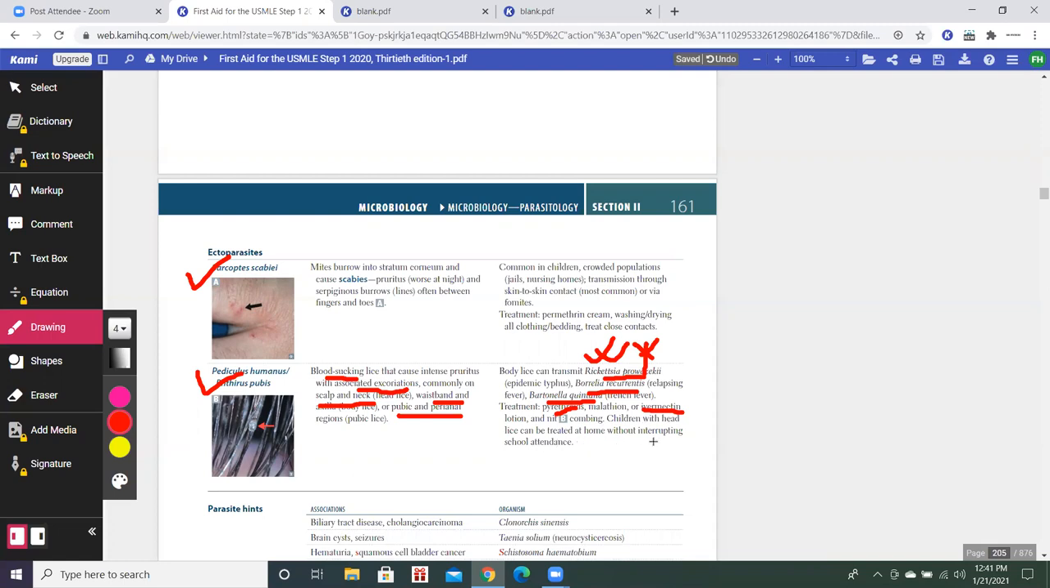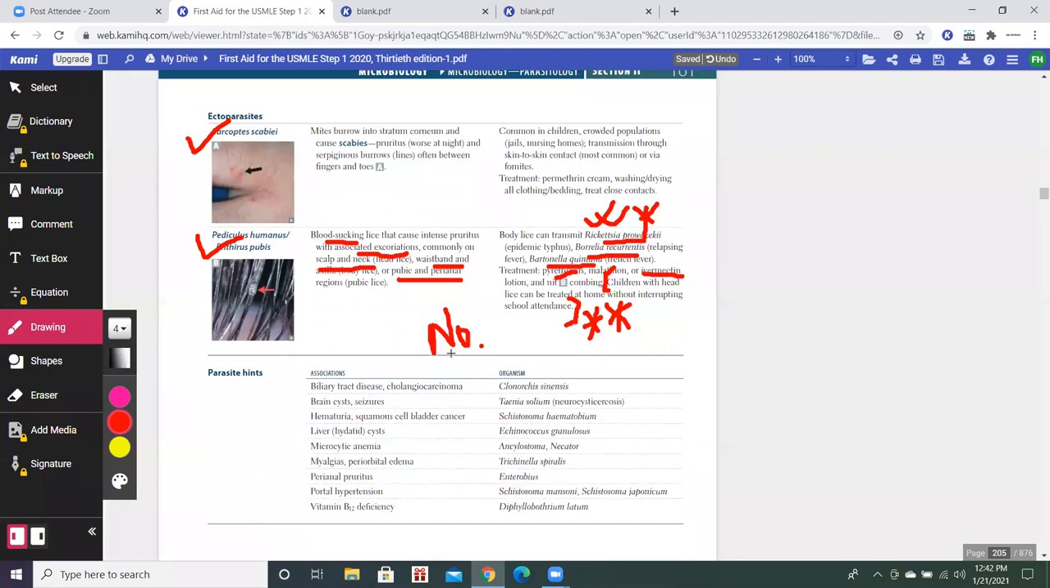Children with head lice can be treated at home without interrupting school attendance. This is an ethical question, a question from medical ethics, okay? If you are a doctor treating a child with head lice, are you going to ask the parents to prevent the child from going to school? The answer is no, because you can start treating them. This is not so contaminating that children can spread the disease. Once the treatment starts, the infection will subside and the children can go to school independently. Are we clear about this? Yes or no?